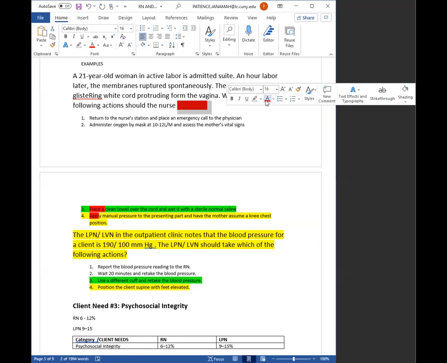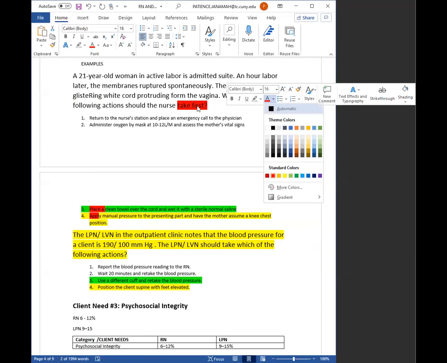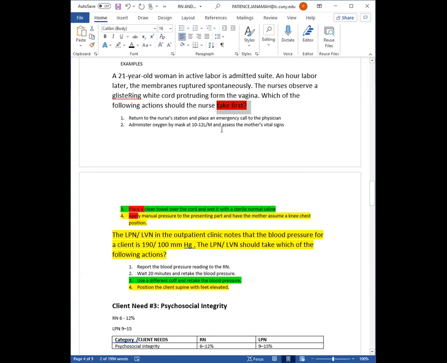So could the cord wrap around the baby's neck? Huh? Could it wrap around the baby? Yeah, it's all part of the reasons why you want to have the mother assume a knee-chest position. That's a more helpful position to assume at this point.